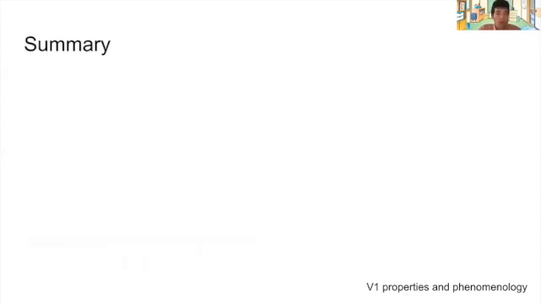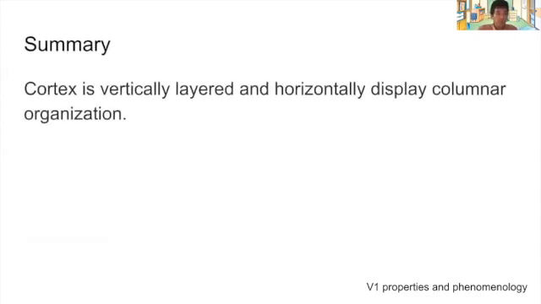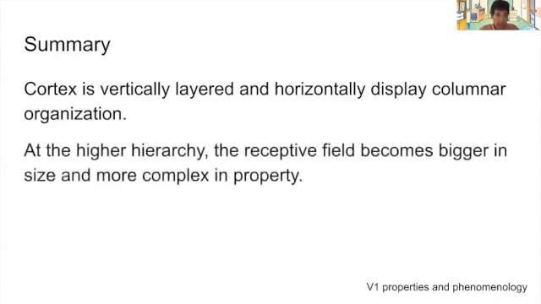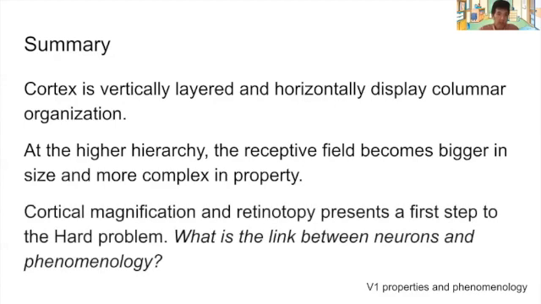Okay. So to summarize, this part of the lecture said that cortex is vertically layered and horizontally displays a columnar organization. And at the higher hierarchy, the receptive field becomes bigger in size and more complex in its properties. And the cortical magnification and the retinotopy, which is the correspondence between the outside world and the brain, represents the first step to the hard problem. What is the link between the neurons and phenomenology?